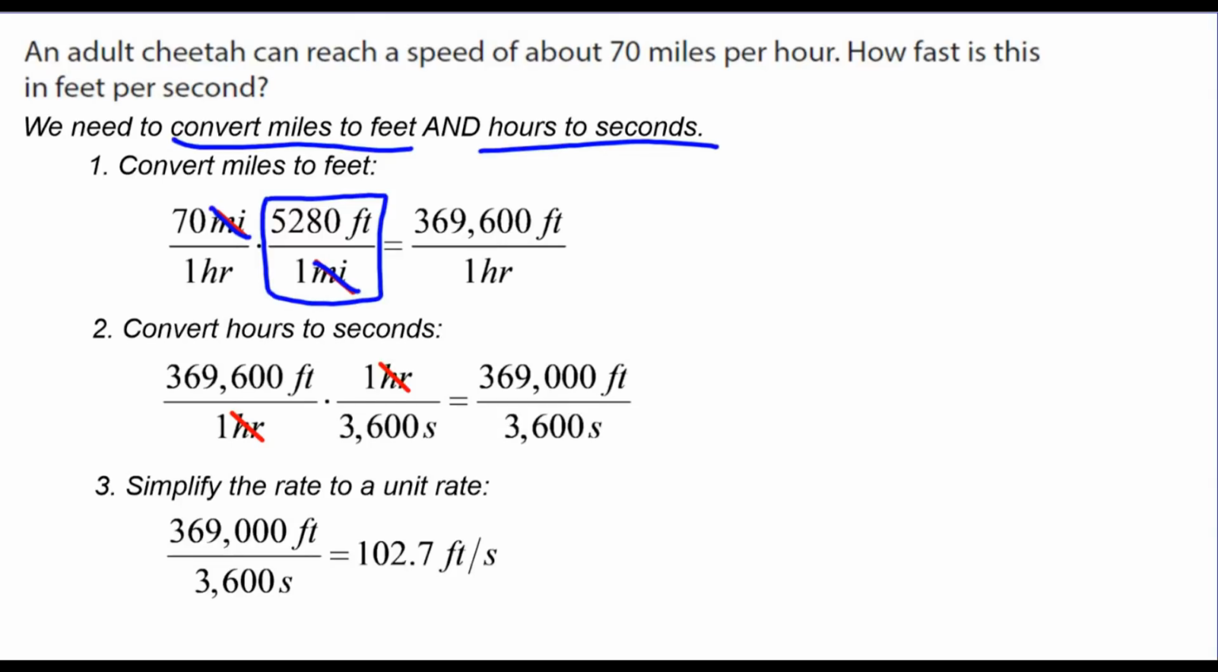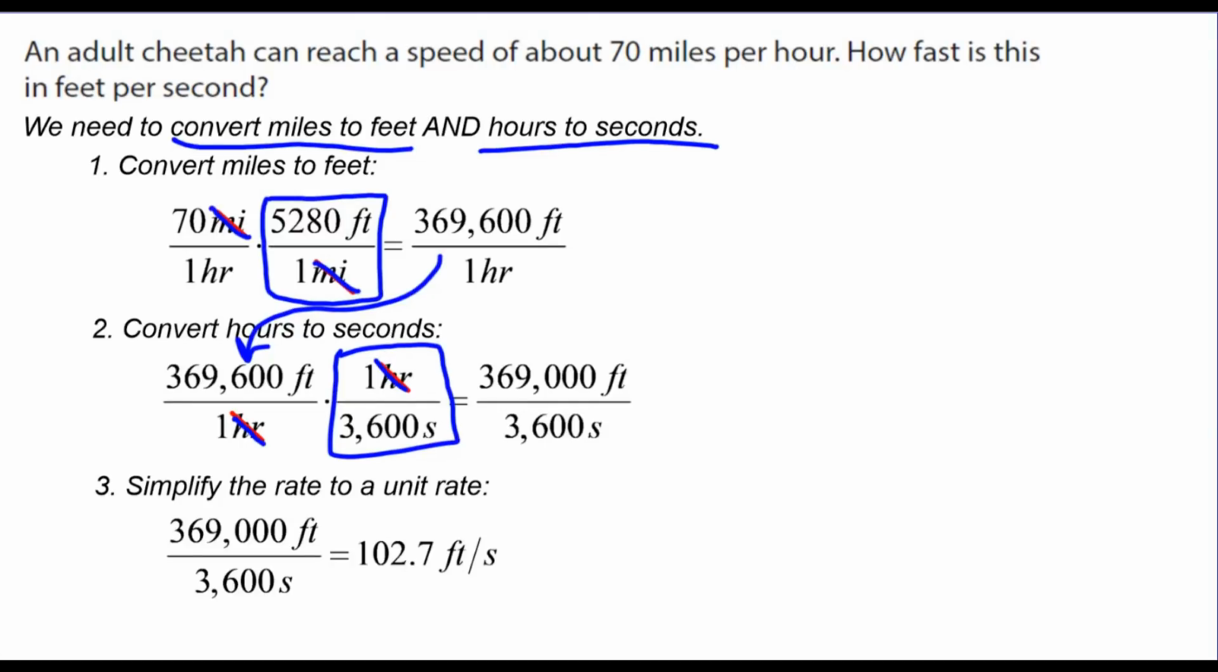But I need feet per second. So I need to change my hours to seconds. So now in the next step, I'm going to take my rate that I have, and now I'm going to multiply that by another unit conversion factor that changes hours to seconds. And there are 3,600 seconds in 1 hour. And again, I put hours in the numerator so that it would cancel with the hours in the denominator. I multiply across.